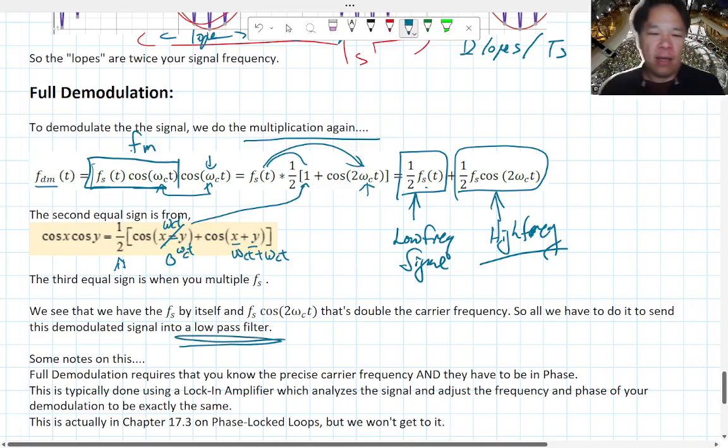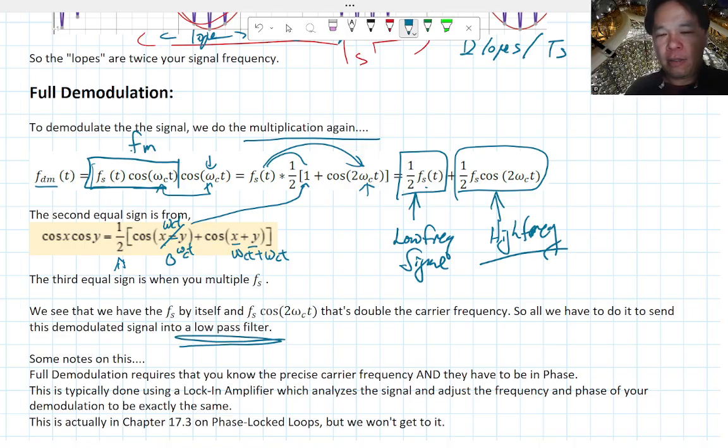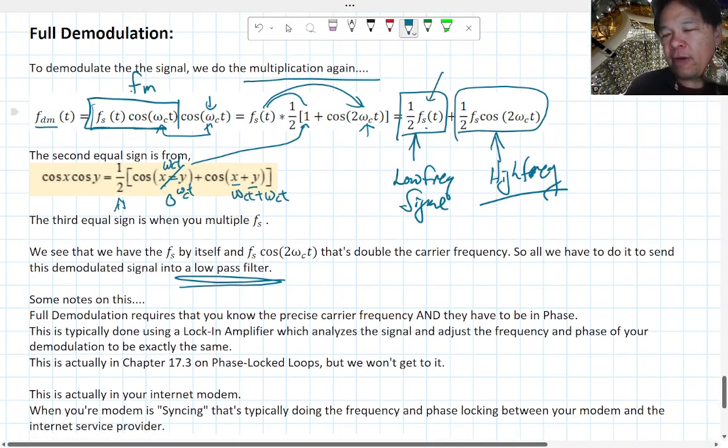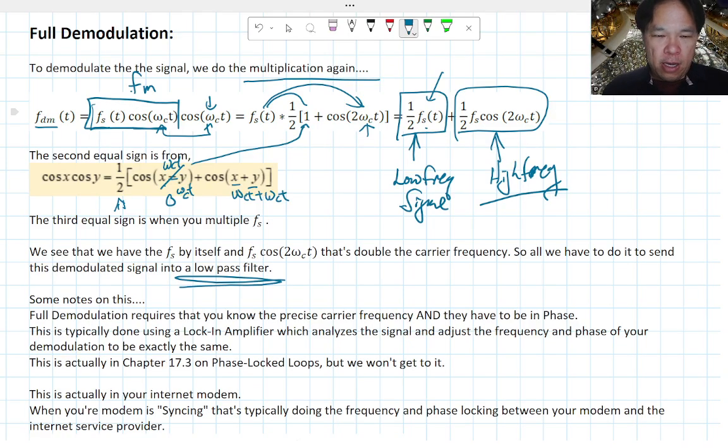All you have to do to demodulate the signal is, first, you multiply it by the carrier frequency again. And then you put that through a low pass filter, then you're done. And then you get your original signal back. I mean, you're going to have to amplify because you lost half the amplitude in this transition. So that's kind of neat, in theory, on paper. Some notes on this. In order to do this, this is called full modulation.